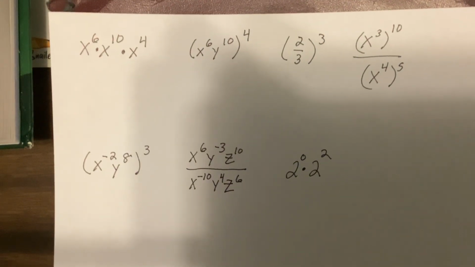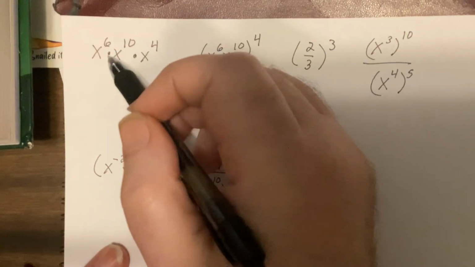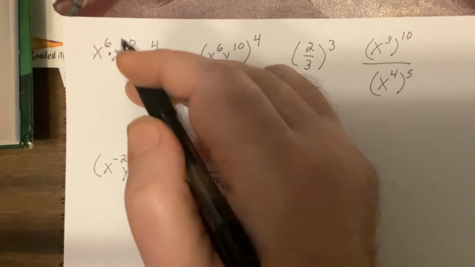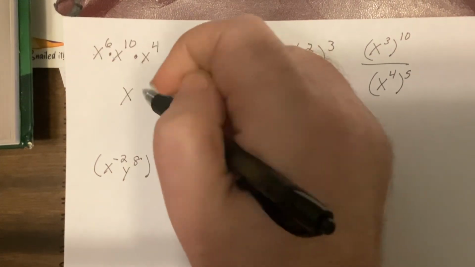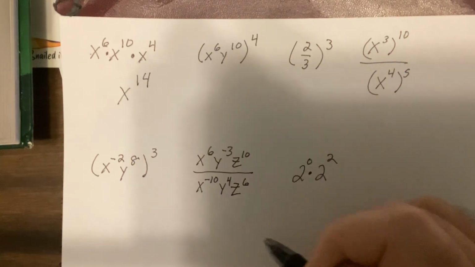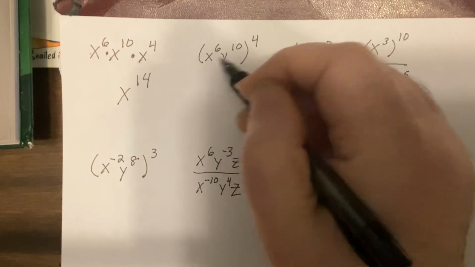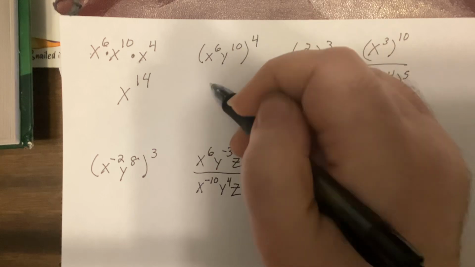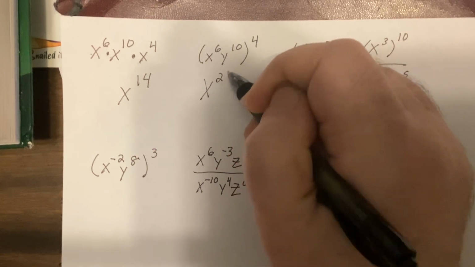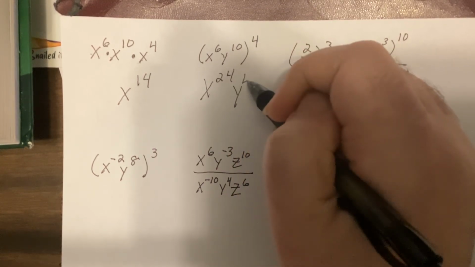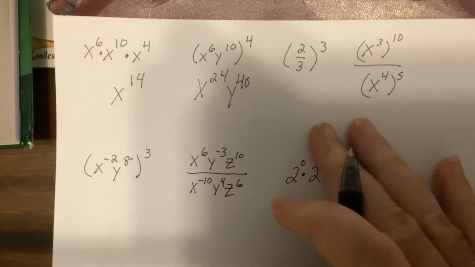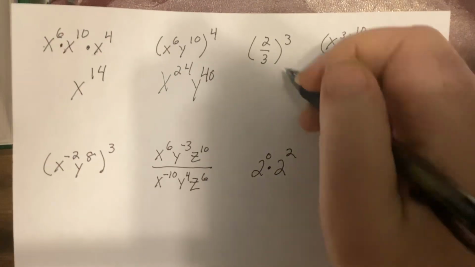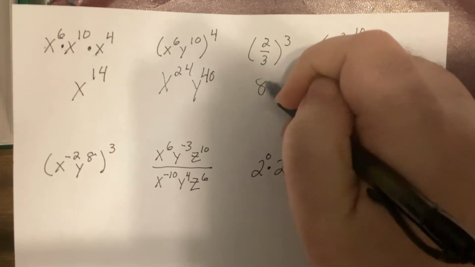So freeze the video and do these 7 problems for me, and then turn me back on when you're ready. Okay, so I'm multiplying things with the same base, so you add the power. There's 14 of them. Here we have a product to a power, so you raise both to the power, so it's x to the 24th, y to the 40th. Here, you cube both, which I already did on the other side. It'd be 8 over 27.